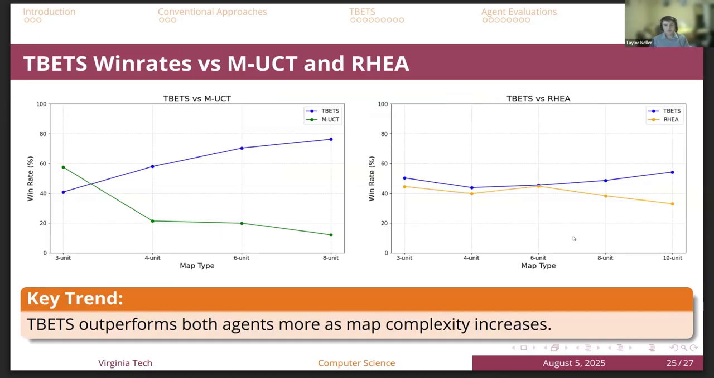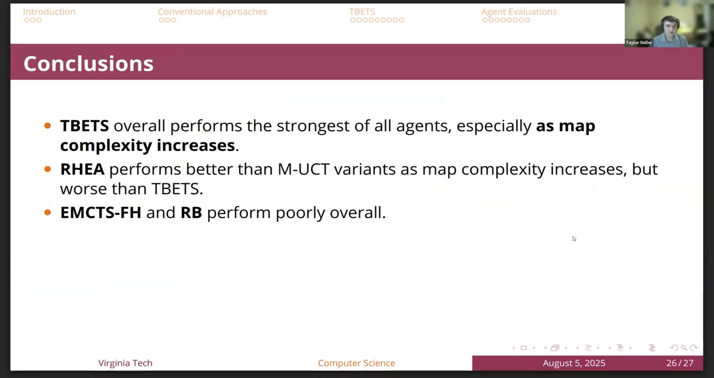If we graph these trends over time, we see that T-bets starts worse than Monte Carlo tree search, but gets better over time. T-bets is consistently better than RIA, but especially as the games get more complex, it gets better. So our conclusions: T-bets overall performs the strongest of these agents, especially on more complex maps. RIA performs better as well as the map complexity increases, and then the other 2 agents perform very poorly.